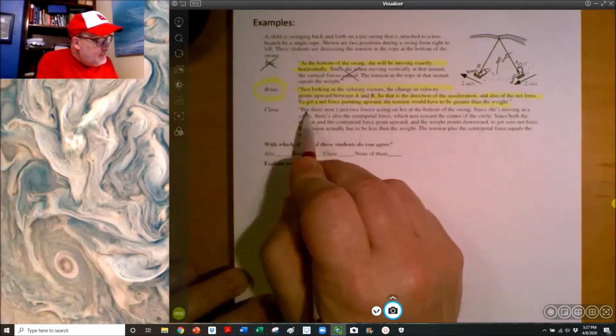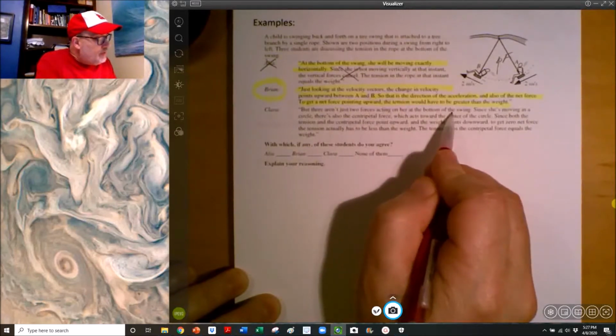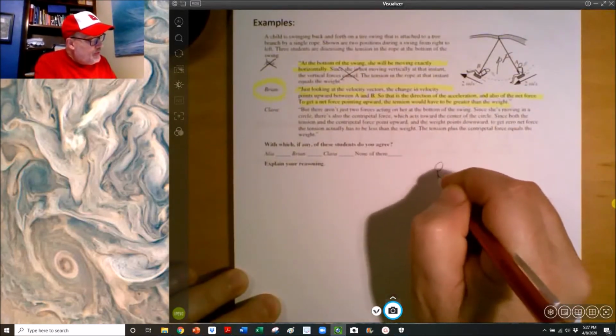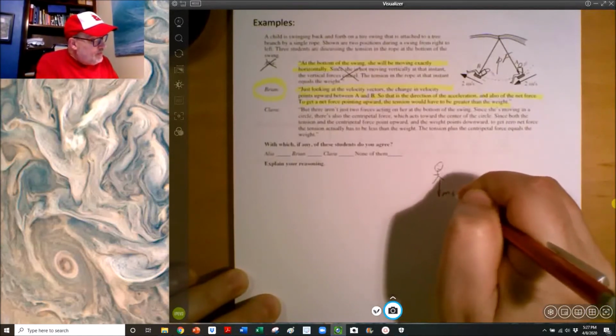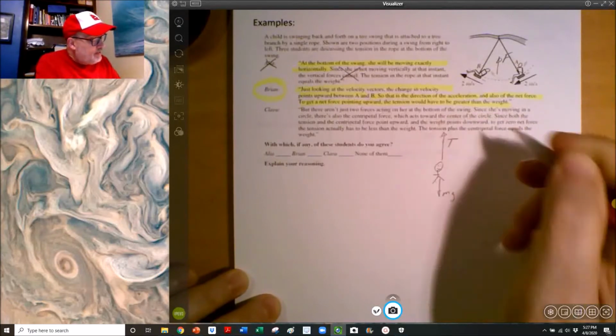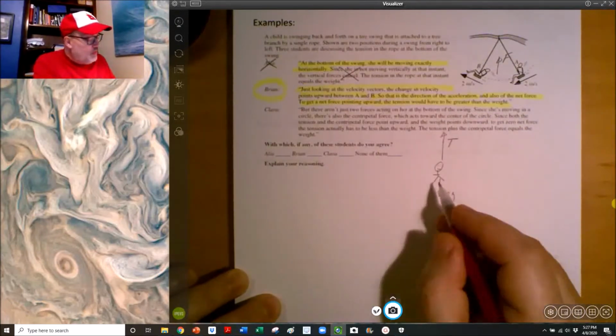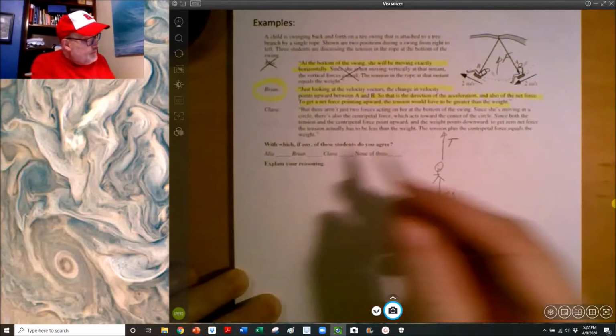Now let's take a look at Clara's argument. Clara says, but there aren't just two forces acting on her at the bottom of the swing. Well, let's check that. At the bottom of the swing, we would get something like this. We would have their weight downward. We would have their tension force upward, which we know from Brian has to be bigger than the gravity force. And, well, Clara, what's the third force?